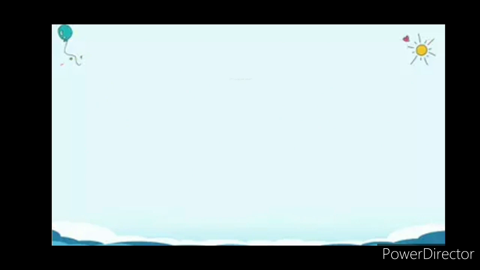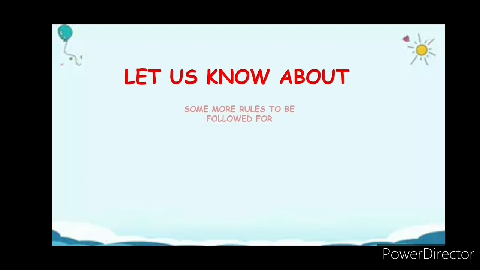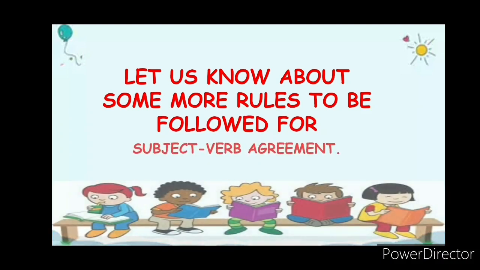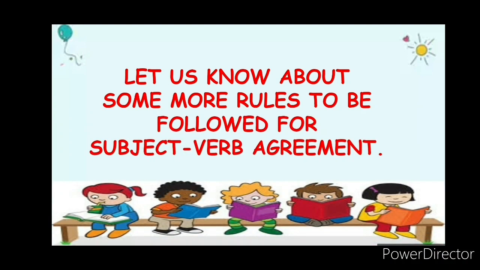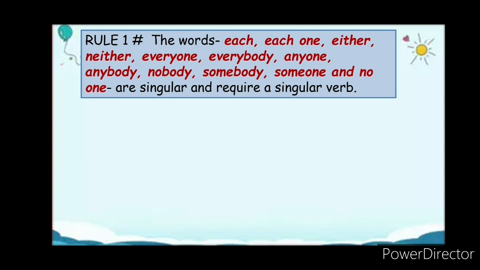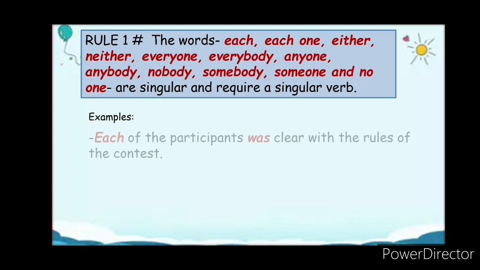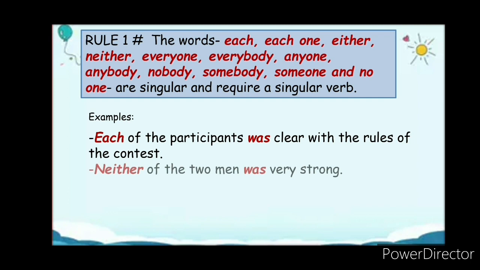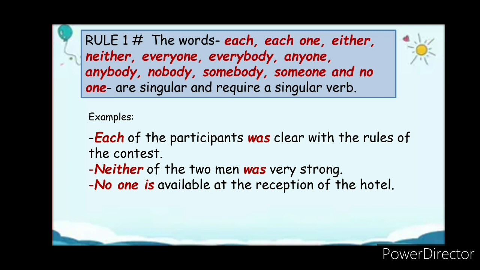Now it's time to know about some more rules related to subject-verb agreement. So let's start. Let's look into rule number 1, which states that the words each one, everyone, everybody, somebody, someone, no one are singular and require a singular verb. Here are some examples. Each of the participants was clear with the rules of the contest. Neither of the two men was very strong. No one is available at the reception of the hotel.